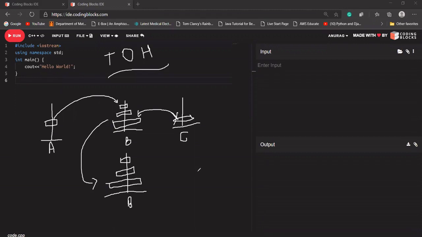I'm waiting for your responses, then I'll discuss how we can solve it using recursion. Okay, RN is saying clear, Shrey is saying clear.